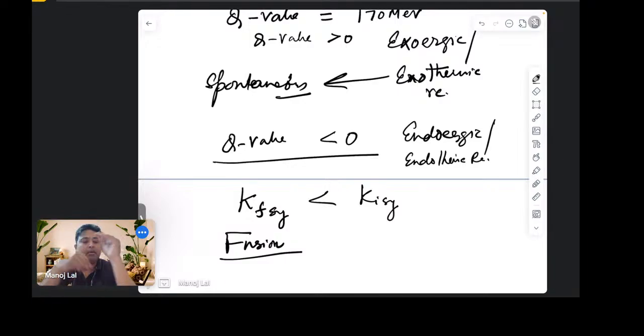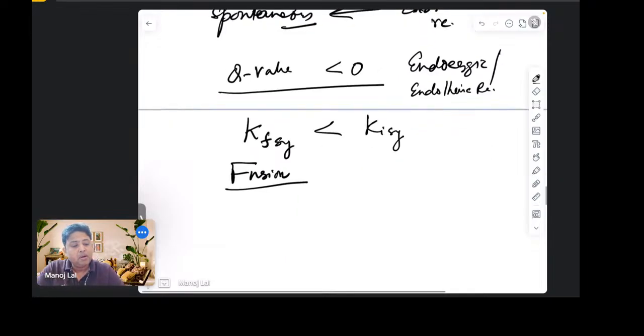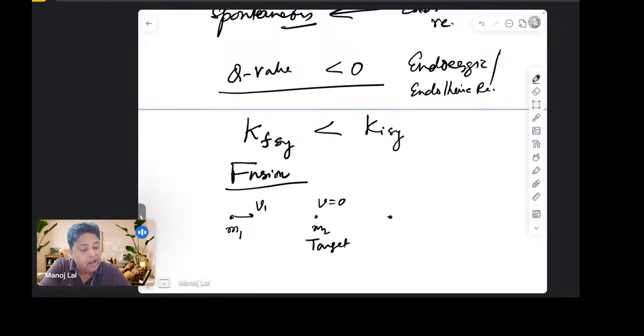Generally what happens is, this is particle 1, say mass m1 and velocity v1, moving toward some other particle m2. Generally the other particle is known as the target and its velocity is 0. After collision, particle m1 moves with velocity v1 dash and m2 with v2.